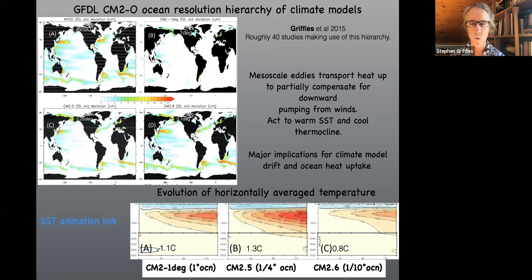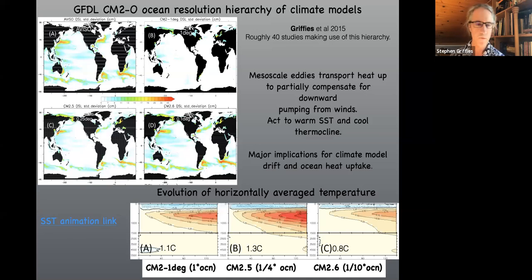The left, middle, and right show the horizontally averaged temperature as a time series deviation from the first year of the simulation. So we have about 140-year simulations for all three models. The lower right is the 1 degree, the lower middle is the 1/4 degree, and the left is the 1/10 degree. And you see a very different amount of heat uptake according to the resolution of the models.